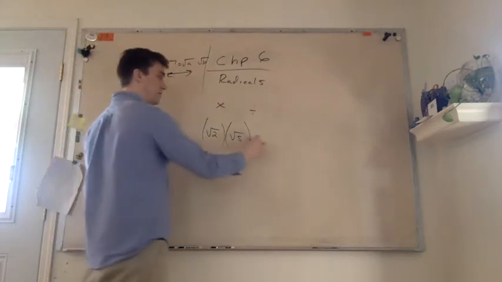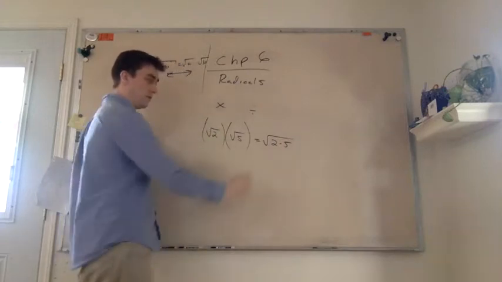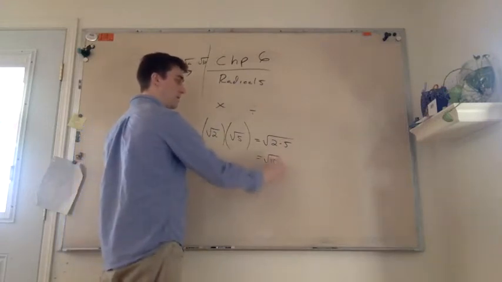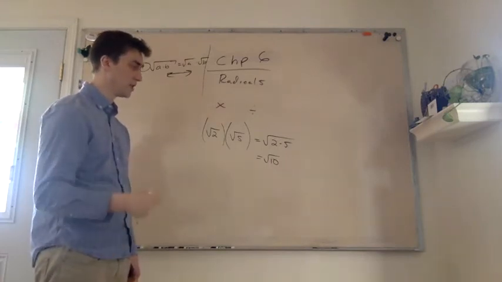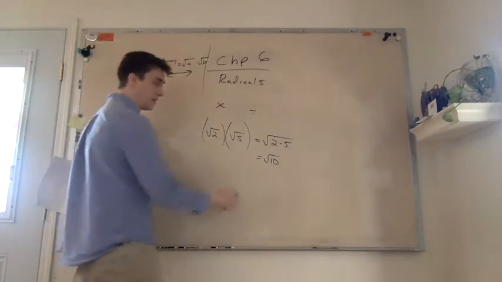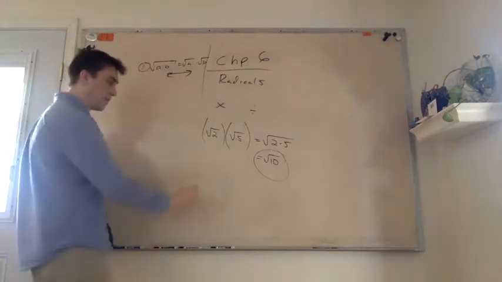So this times this will equal the square root of this times this, which is in fact the square root of 10. Normally at this point, once you've combined two things together, you should look to see if you can simplify it. I know for a fact that the square root of 10 can't be. So there you go.